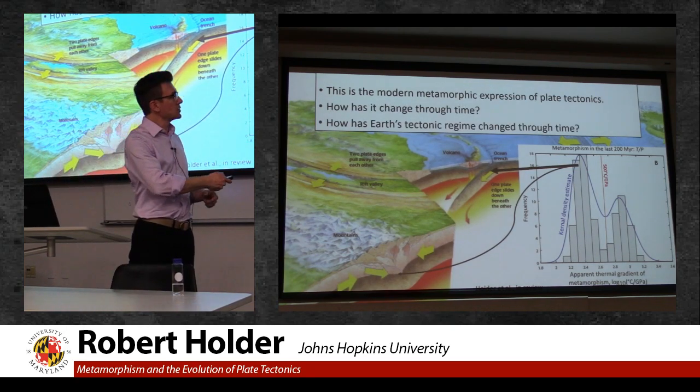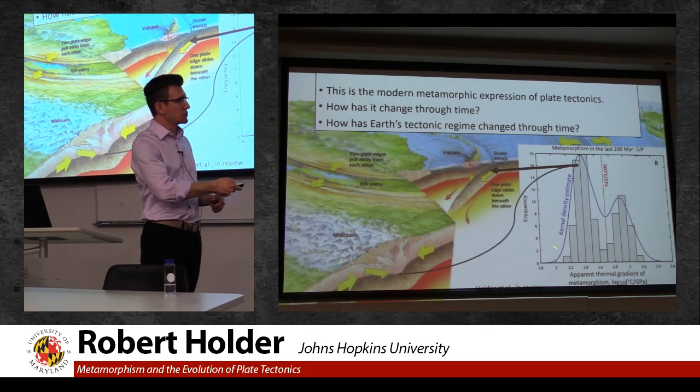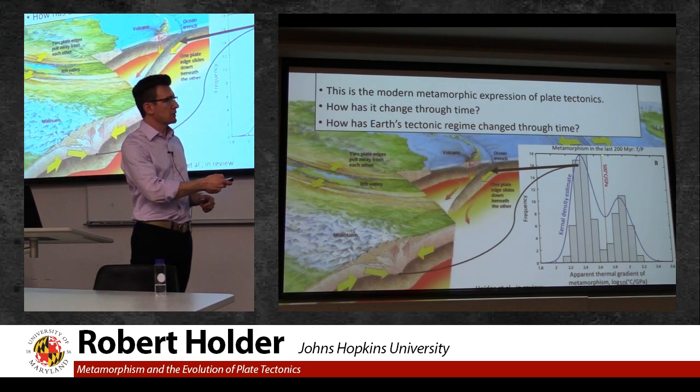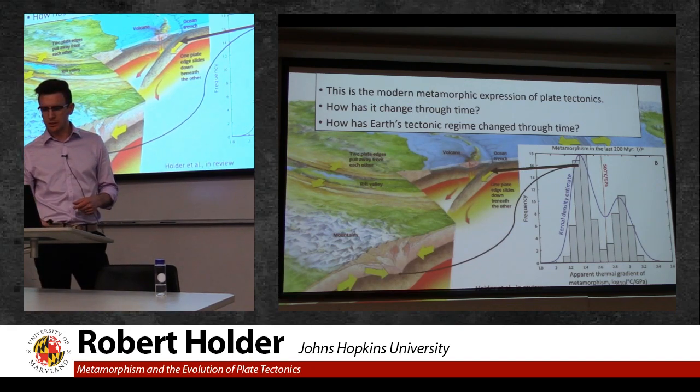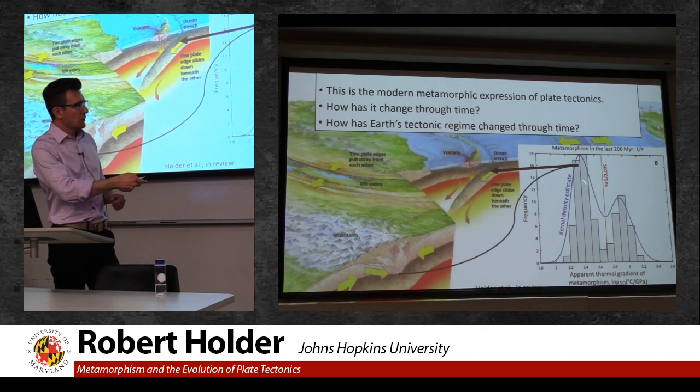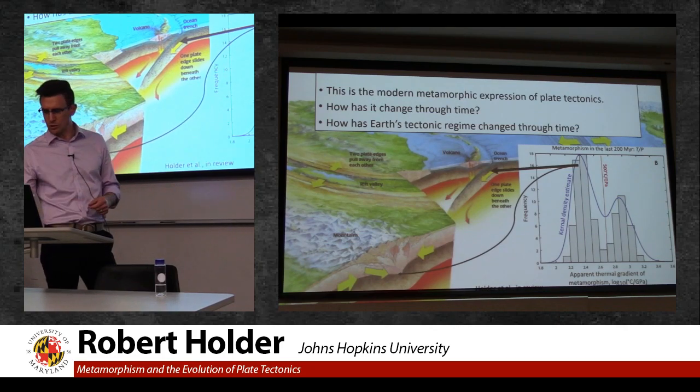And so what we're going to do is we're going to ask the question, how has this distribution, this record of plate tectonics, how has that changed going back through time? And what can we potentially hypothesize about what that means for changes in Earth's tectonic regime? So rather than looking at just the blue schist, which is what people have looked at in the past, we're going to look at the change in this bimodal distribution.